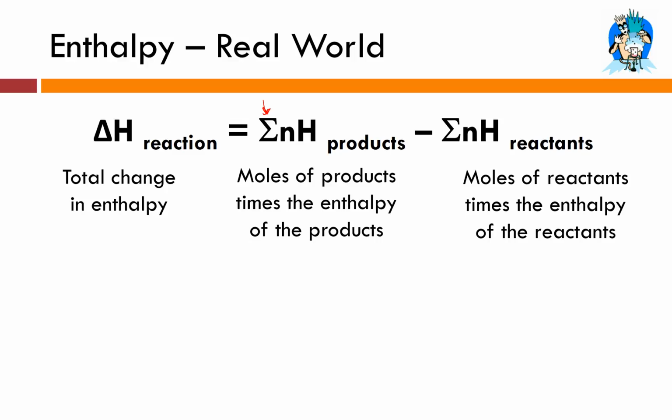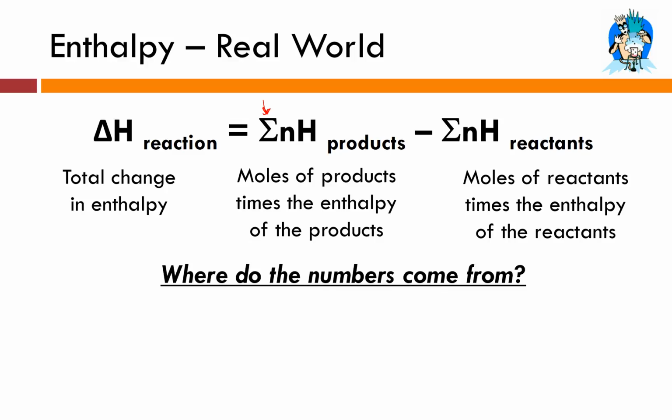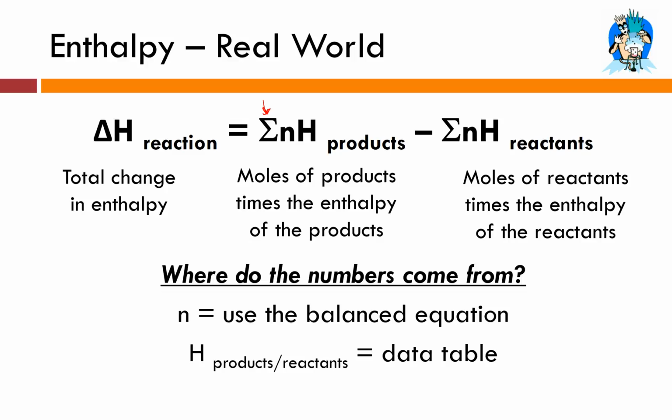This can be kind of difficult to think about abstractly, and once we really start to put it into practice, it is a lot easier to contend with, I promise. You might be wondering, where on earth do these numbers come from? Well, n is simply the balanced chemical equation. You're going to use the coefficient, so the number that comes before each substance, whether it's a reactant or a product, in the equation. And the delta H of the products and the reactants come from a data table. And this will either be provided to you in any question I ask you, or I'll just give you the whole table and you can look through it.